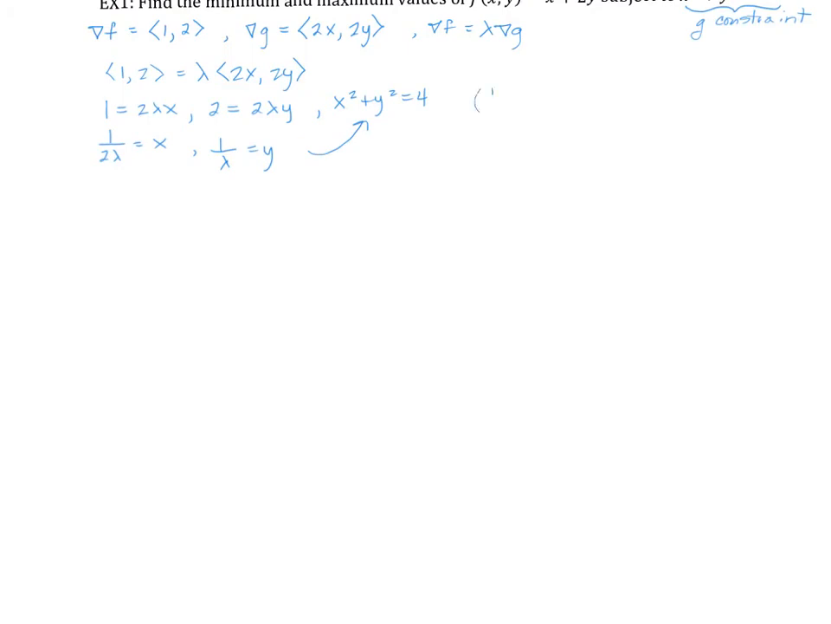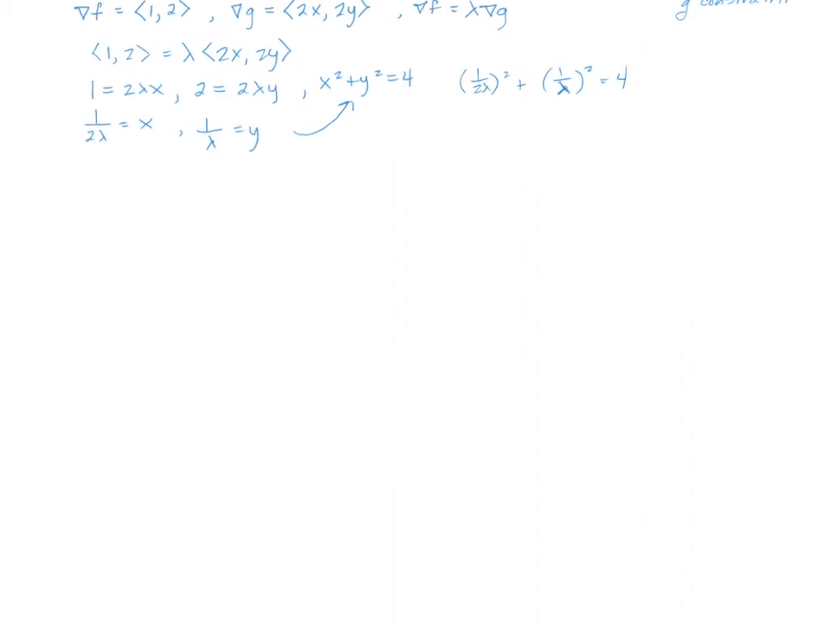So we're going to have (1 over 2 lambda) squared plus (1 over lambda) squared, my lambda is starting to look like an x, equal to 4. So I can solve this for lambda. Once I find lambda, I'll plug it back into the first 2 equations to figure out the x and y. And that's the goal, to figure out the points x and y on g that will be our critical points, and they may correspond to mins and maxes on f.